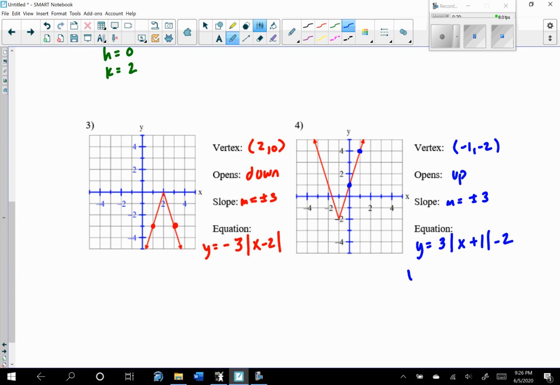Again, because remember it's y equals a times the absolute value of x minus h plus k. So to get that minus h, we have minus negative 1, which is why it's x plus 1. And that's it.